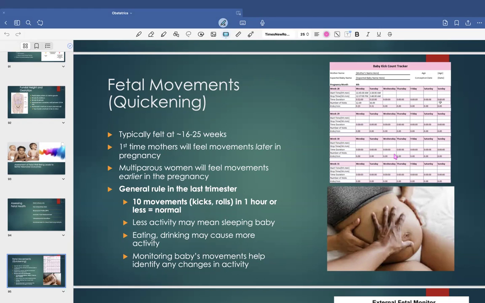This is a baby kick counter tracker. They make these to keep a record of things. So 10 movements in 1 hour or less is normal in the last trimester. You might also do some fetal activity monitoring, formal in the office, or you can do it informally at home. This provides information as well about the fetal well-being. Vigorous fetal movement indicates well-being. Decreased fetal movement indicates possible fetal compromise.